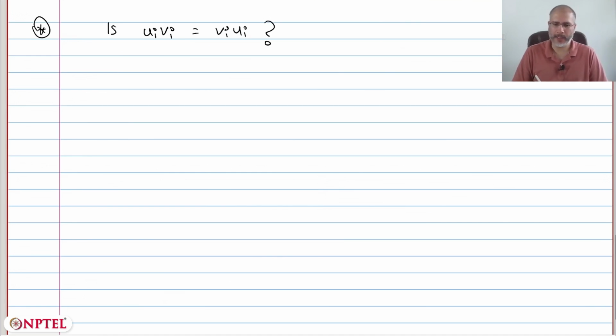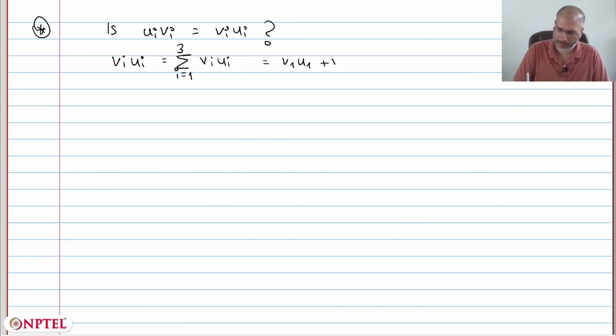Right, so is u_i v_i the same as v_i u_i? I request you to please pause this video and think about it. Right, so I'm sure you have thought about it by now. So let's check it out. Let's see the right hand side. v_i u_i is the sum over i going from 1 to 3 of v_i u_i, because from the summation convention there's a summation implied over the index i, because i is a repeated or dummy index here. So this expands to v1 u1 plus v2 u2 plus v3 u3.